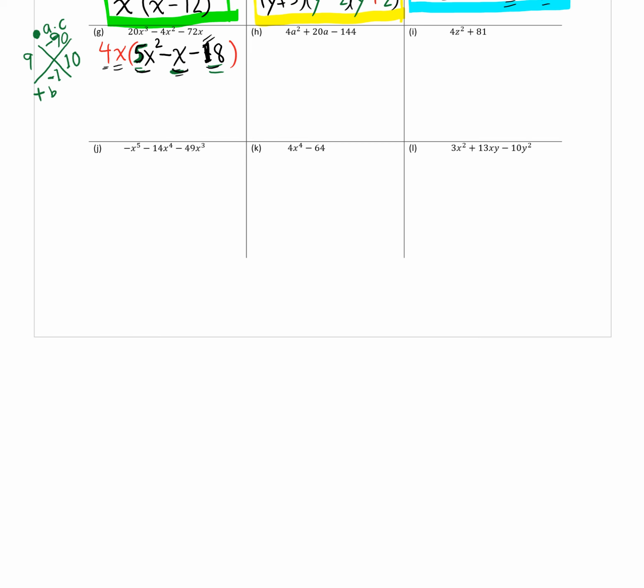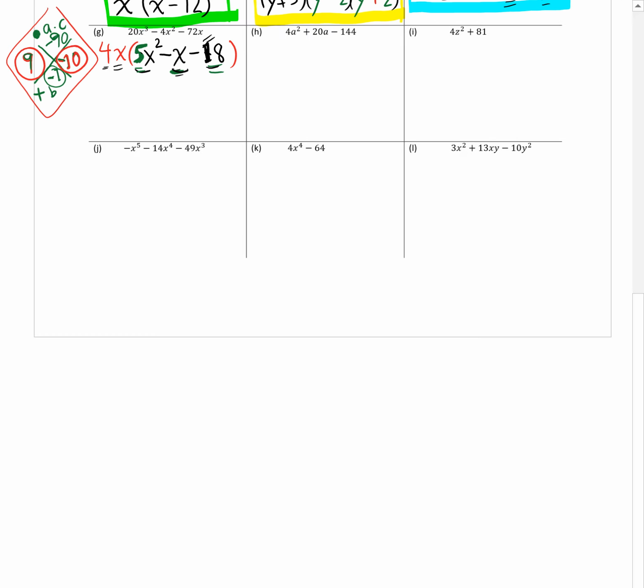But which one would have to be negative? Well, they have to add up to a negative 1. That means the larger one's probably going to be negative, right? That way 9 and negative 10 will add up to negative 1. And 9 times negative 10 is negative 90 like we want. Those will be the numbers that we want, 9 and negative 10.